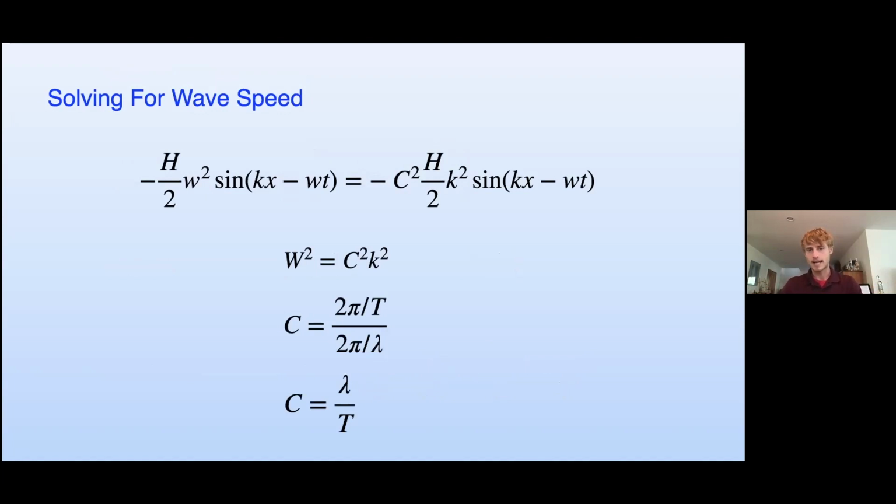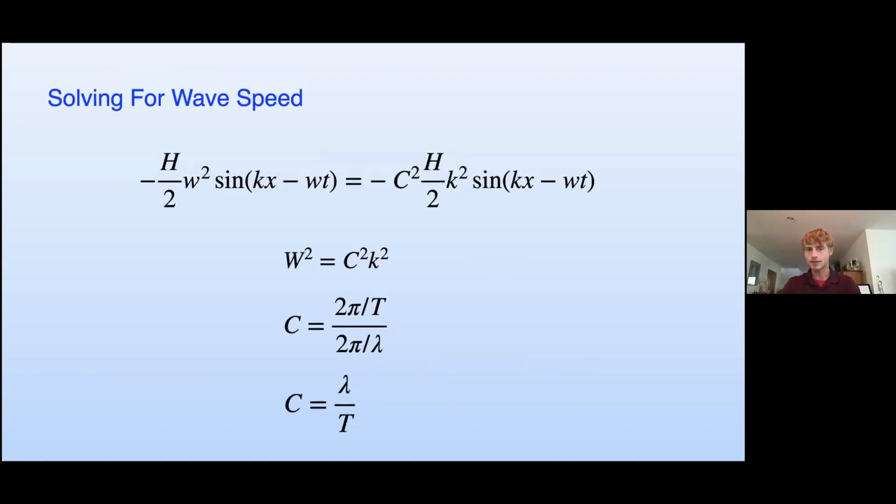I've taken the two derivatives respectively: the second derivative with respect to t on the left, the second derivative with respect to x on the right, and I've replaced A with H over 2. For me, it was easier to think of H as the wave's total height, from the trough up to the crest. When we take those derivatives, we're left with what you see up on the top, and then we can algebraically solve that for c.